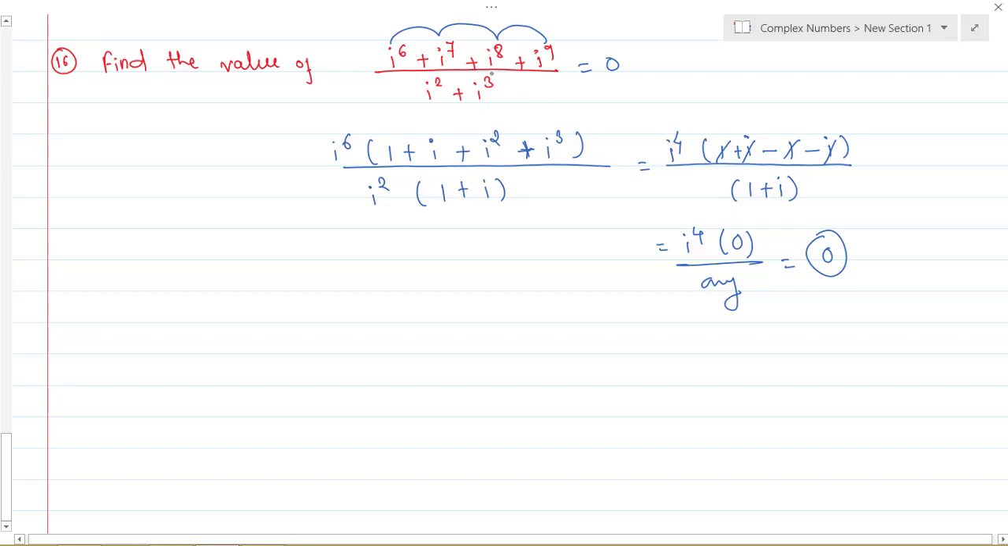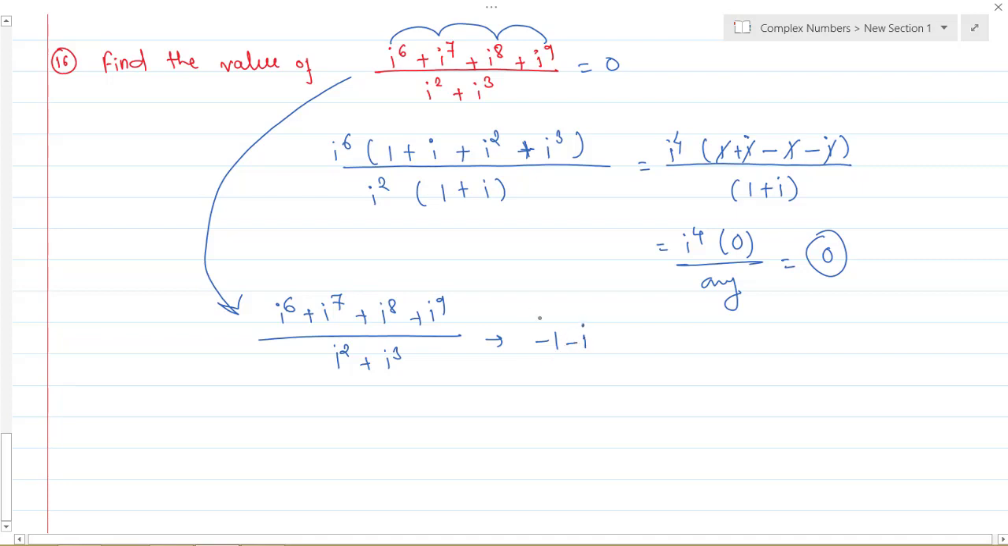Now let's see how we can solve this question using the trick. As I have told you, if the number is even, your options are plus 1 or minus 1. So let me write this question as it is here: (i to the power 6 plus i to the power 7 plus i to the power 8 plus i to the power 9) whole divided by (i square plus i cube). Now let's see here again. i to the power 6 is an even number, is it divisible by 4? No, so not divisible means it's minus 1. i to the power 7, it's an odd number, is it divisible by 3? No, means it's minus i.